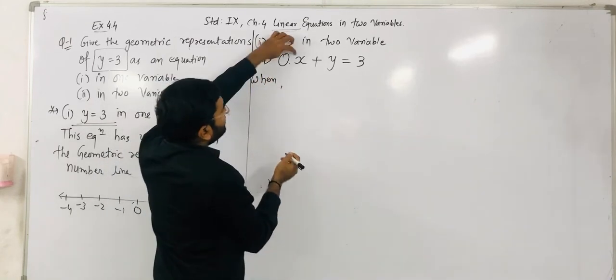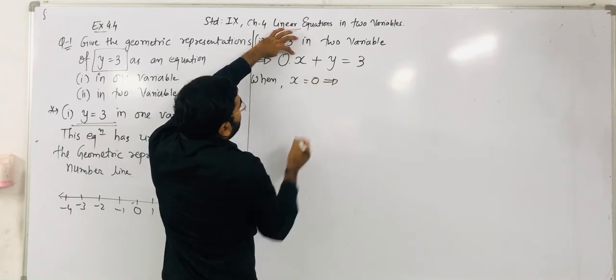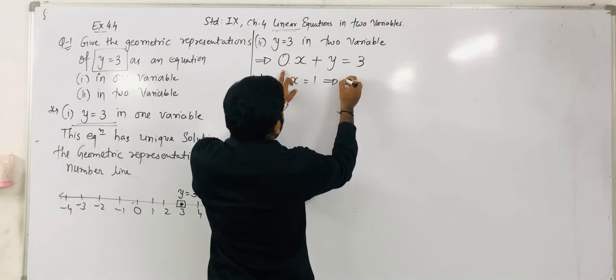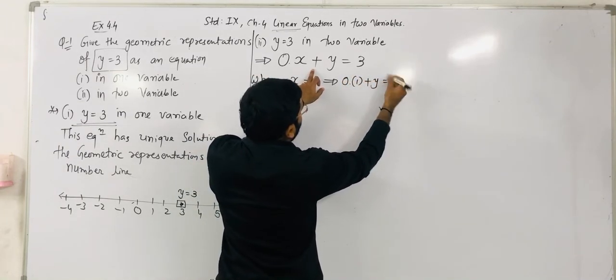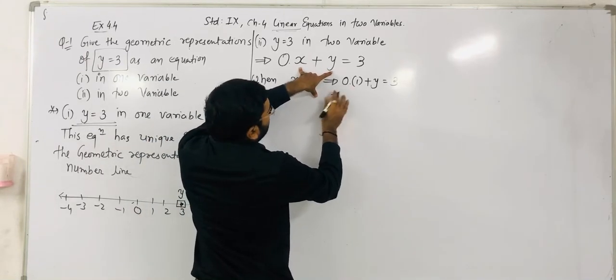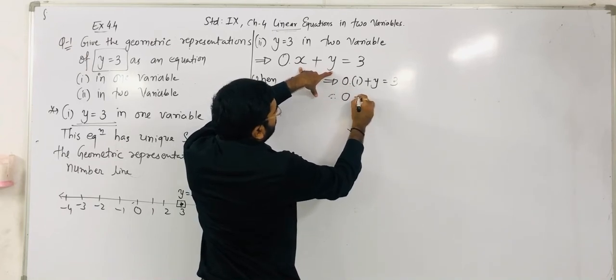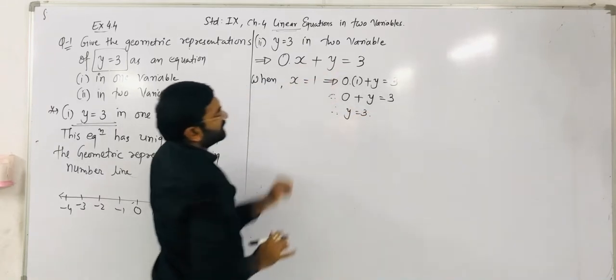When we take different values of x, suppose we take x is equal to 1. Then in the equation, 0 into 1 plus y is equal to 3. 0 into 1 means we get 0 only, since any number multiplied by 0 is 0. So at that case we can say 0 plus y, that is y, is equal to 3.